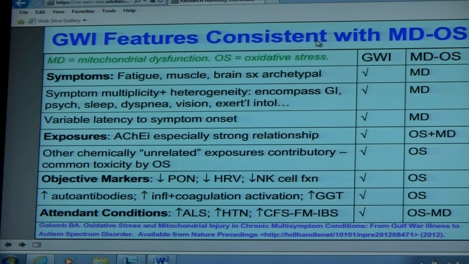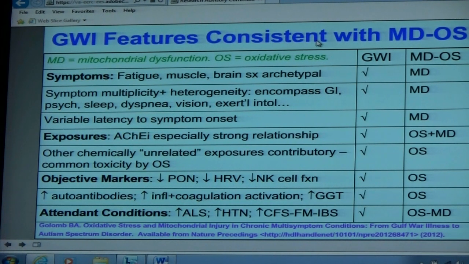Variable latency to onset of different symptoms, which is characteristic of Gulf War illness, is also classic for mitochondrial dysfunction, through mitochondrial phenomena called heteroplasmy and threshold effects. Additionally, the exposure relationships observed in Gulf War illness are consistent with this hypothesis. Acetylcholinesterase inhibitors and other pesticides show a particularly strong and consistent relationship to Gulf War illness and are known to mediate some of their considerable toxicity through oxidative stress and mitochondrial dysfunction, and other chemically unrelated exposures may be contributory to common toxicity by oxidative stress.